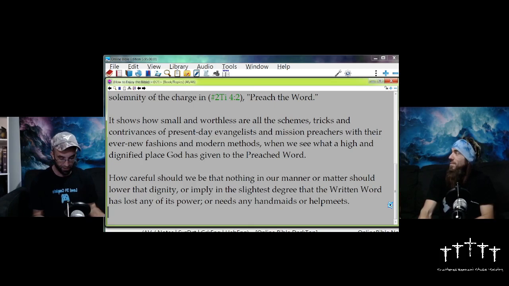So like, here's my word. It has such a high and dignified place. Like Bullinger says right here, we don't need anything else. The word gives seed to the sower, bread to the eater, man. It gives us comfort. It gives us strength. It gives us promises. It gives us guidance. It gives us it all. God gives us all things that pertain to life and godliness through a knowledge of him, through his word. We need anything else? There's none of these modern contrivances.